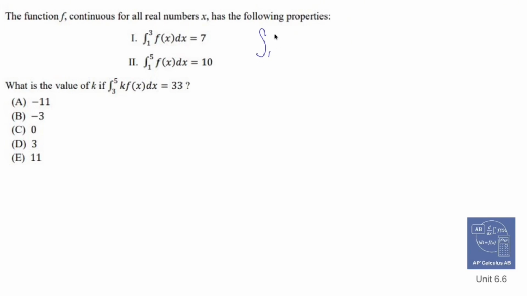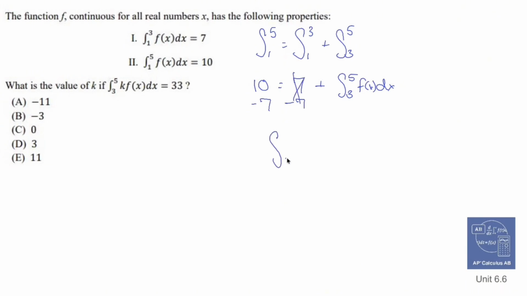Just a little bit of lazy notation. Common sense would tell us that the integral from 1 to 5 is going to be the same thing as the integral from 1 to 3 plus 3 to 5. So what I know is that from 1 to 5 it's 10, from 1 to 3 it's 7. So the integral from 3 to 5 of f of x dx is going to be 10 minus 7, which is 3.